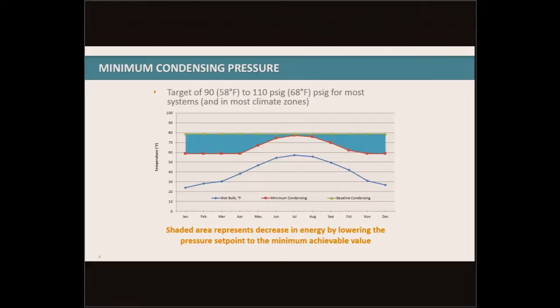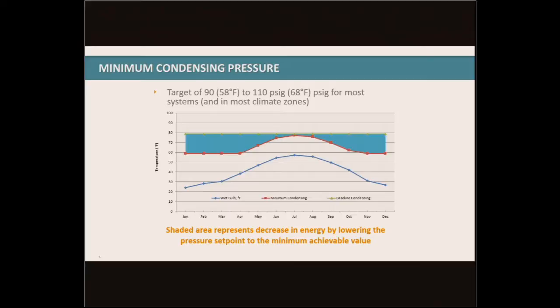So targeting the minimum condensing pressure, in this example we have right here, is a system that was operating with a fixed pressure with the green line throughout the year. So the graph shows the condensing pressure from January through December on the green line, and you can see it's at about 78 degrees all year round. On the blue line, this is our average wet bulb temperature throughout the year, and as you can see, the wet bulb temperature is going to increase through the summer months as we'd expect.